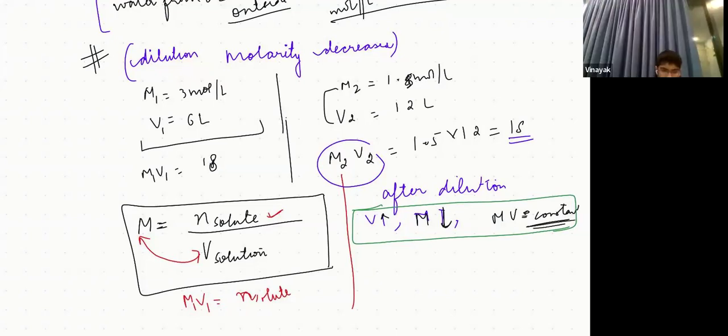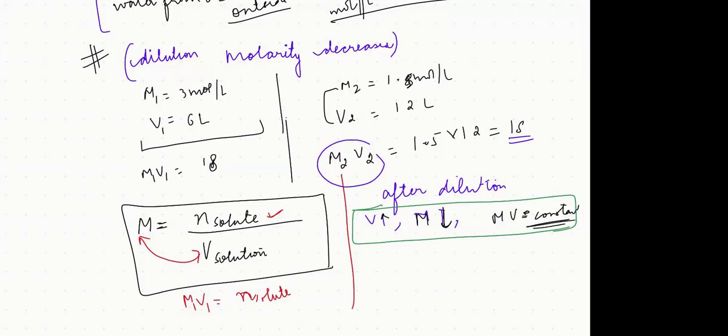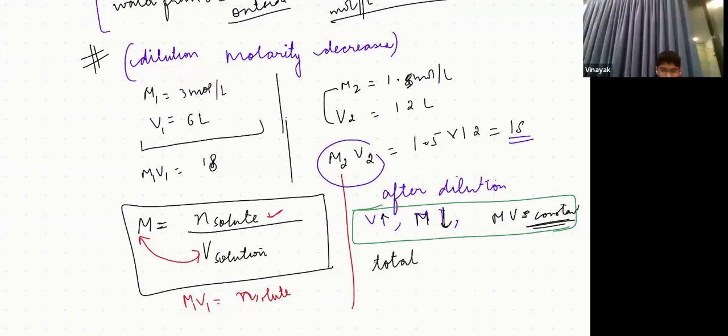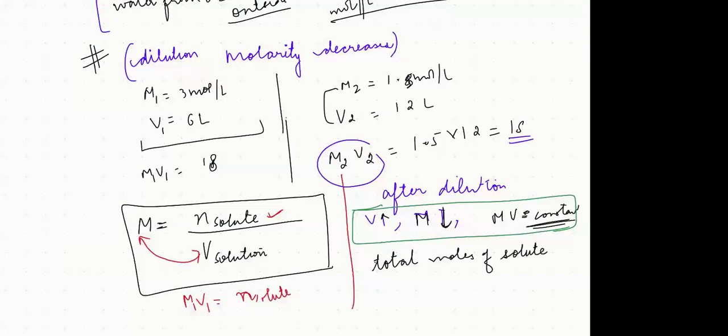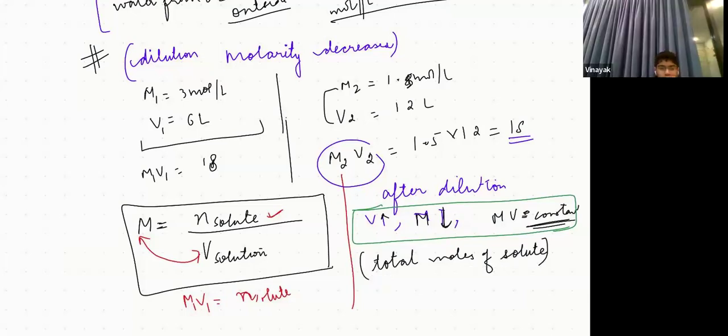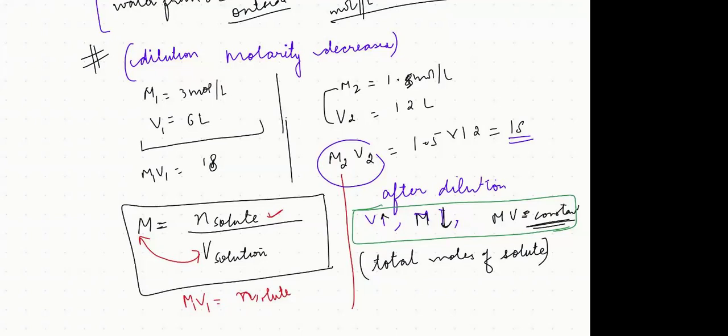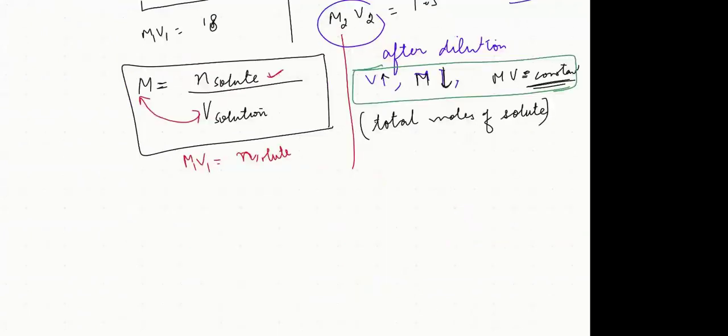That is the point. So I would say that molarity can change, but what does MV give me? It gives me the total moles of solute that is to be added. Understood or not? So total number of moles of solute never changes during dilution.